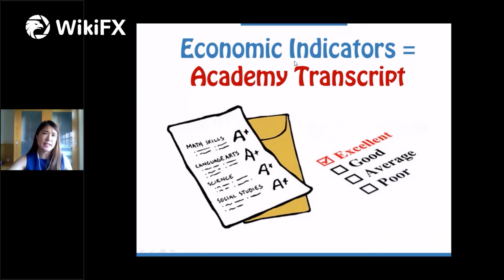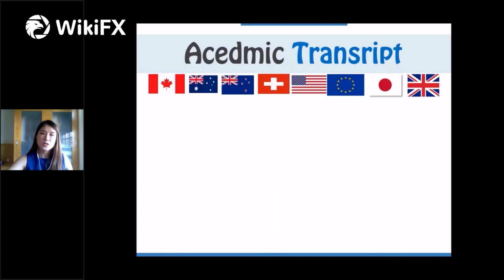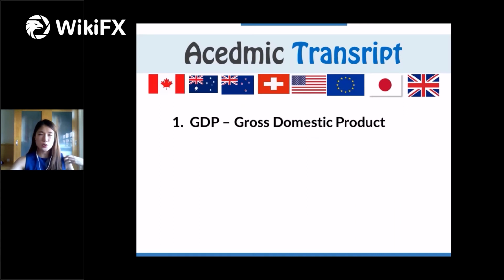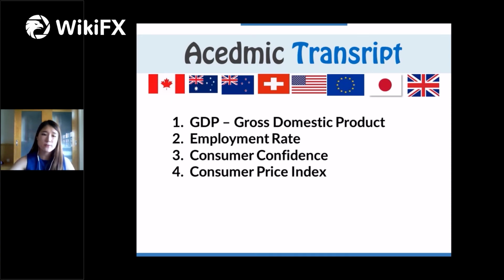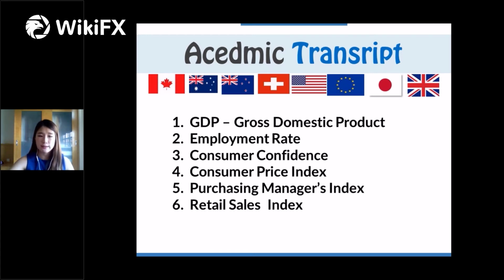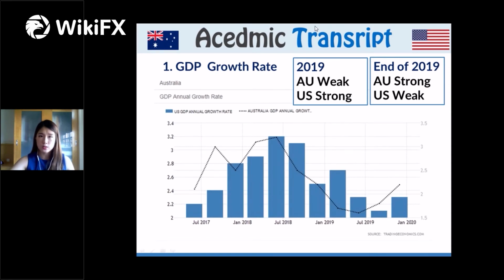So from an economic indicator like GDP, we know whether the country is doing good or bad. Today I'm going to look at GDP, the gross domestic product, employment rate, consumer confidence, consumer price index, purchasing managers index, and retail sales index. This is what we have to look at to forecast or determine the direction of the countries. For example, today we'll do a case study on two countries, Australia and the United States.